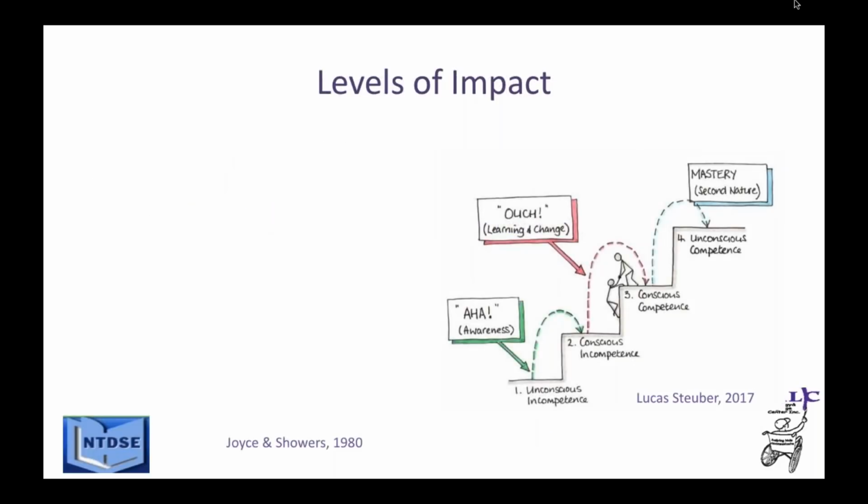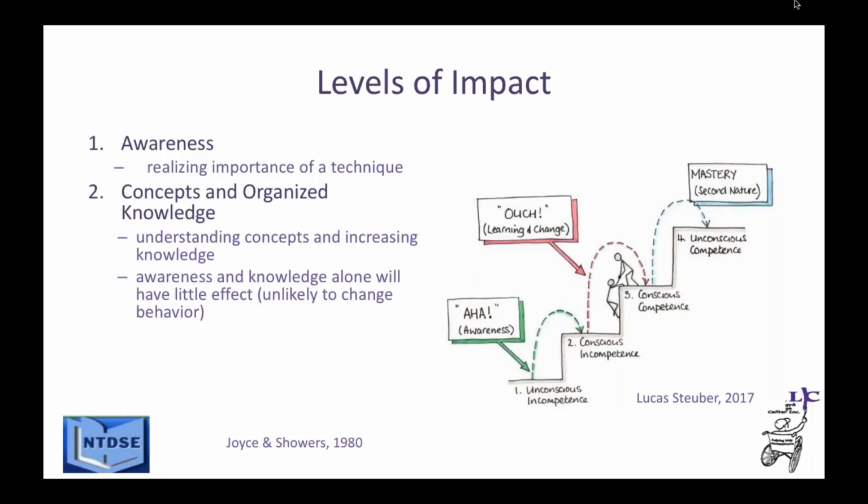So we can also look at the levels of impact of training. How is this in service, or how is any type of training going to affect an individual? Well, the first level is awareness, simply realizing the importance of a technique. The second level of impact is concepts and organized knowledge. This is understanding concepts and increasing knowledge. Concepts and organized knowledge alone will have little effect on changing behavior.